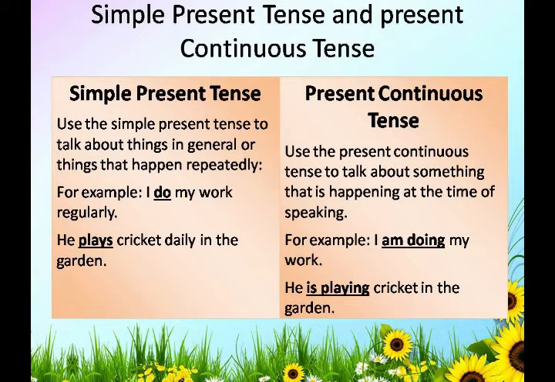And we use present continuous tense to describe the action which is happening at the time of speaking. I am doing my work. At that time, I'm speaking. I'm doing my work. He is playing cricket in the garden. So at that time, the action is going on. So you should understand the difference between both the tenses, and understand the rules and regulations.